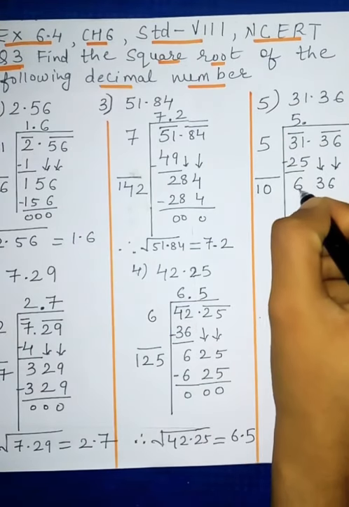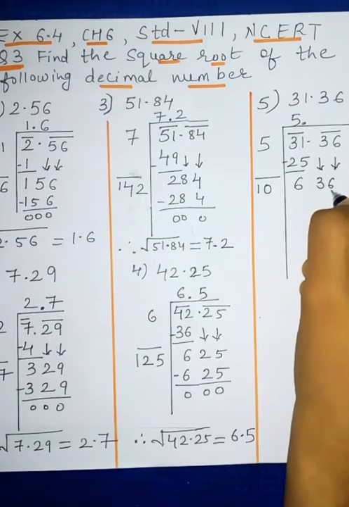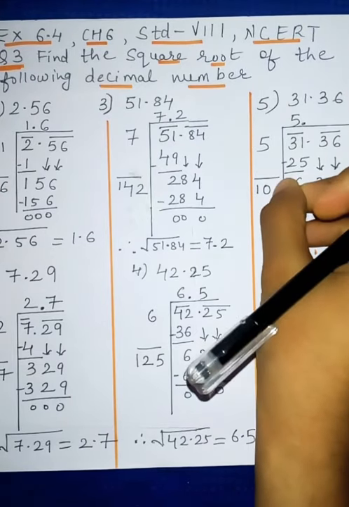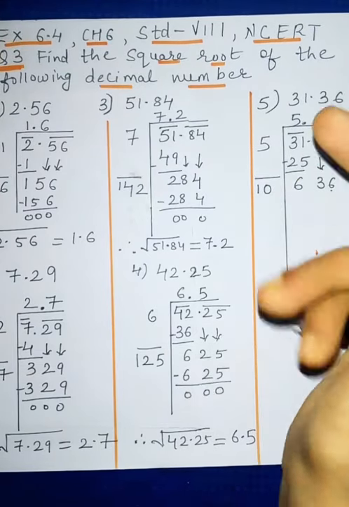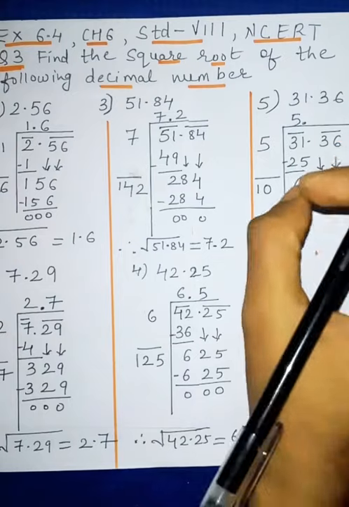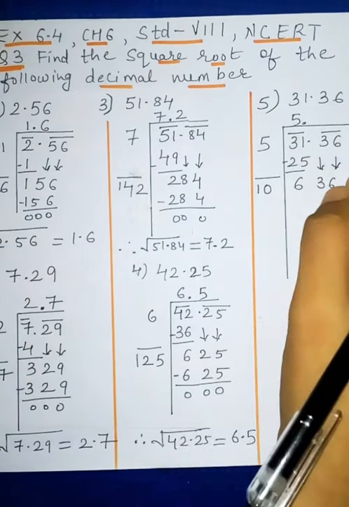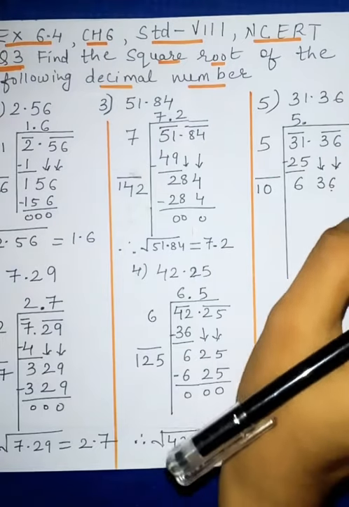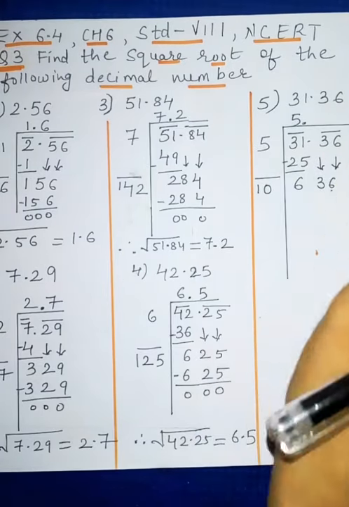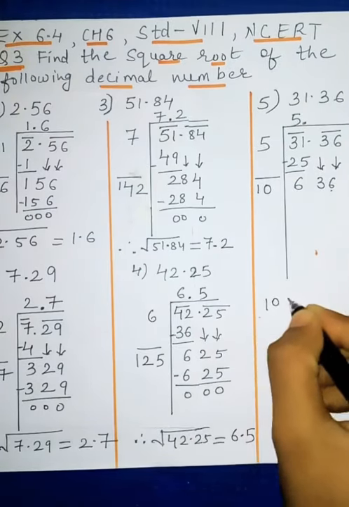Okay, now we want 636. The last digit is 6. So what you will keep here, so that the answer will become 6? So there are two options. You can take 4. 4 4s are 16, so 6 comes. Or you can take 6. 6 6s are 36, so 6 comes. So either 4 or 6, one of these digits will come here. Which one will come? So let us multiply and check.